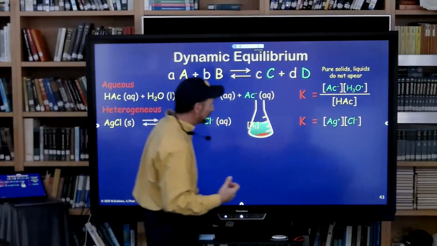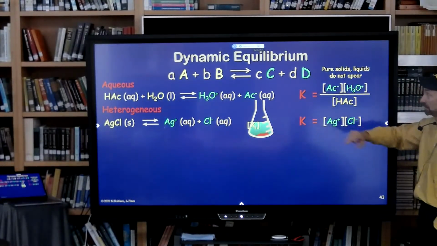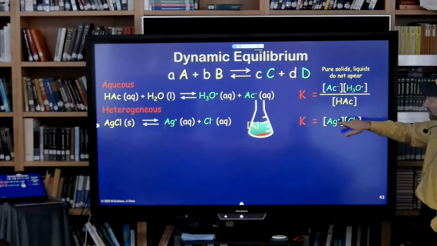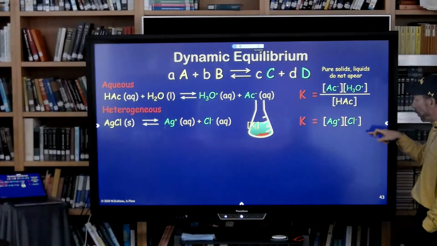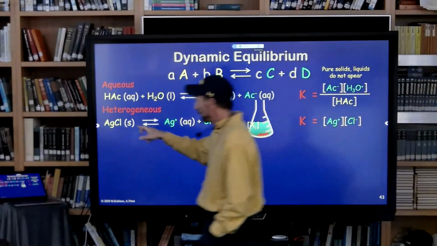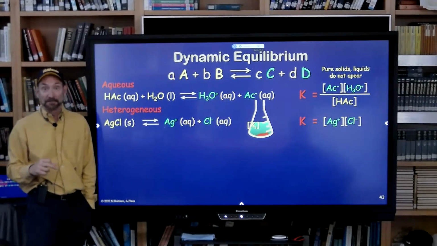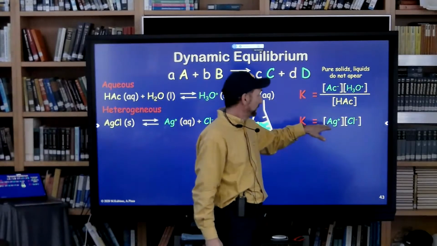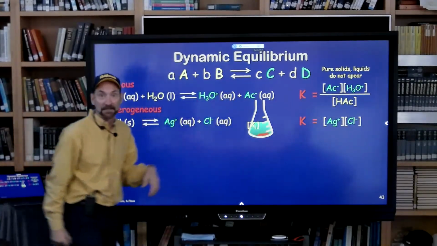In this case, you would write the equilibrium expression, the expression for Q. It eventually becomes a constant, but the quotient is silver ion concentration times chloride ion concentration, and you would think, well, over the reactants, but pure solids and liquids do not appear in equilibrium expressions. So in this case, the equilibrium quotient is actually just a product because the pure solid on the other side doesn't appear.